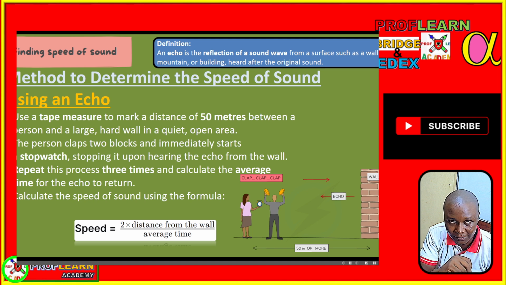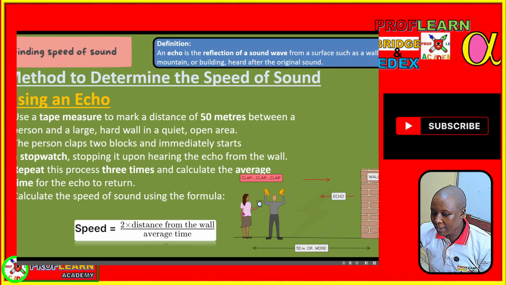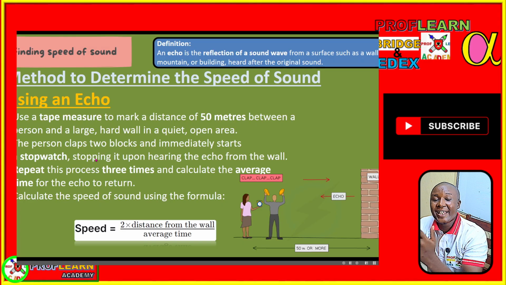Respond. Is that clear? All right. So the steps you are going to write: number 1, use a tape measure to mark a distance of 50 meters between a person and a large hard wall in a quiet place. A person claps two blocks and immediately starts a stopwatch, stopping it upon hearing the echo.